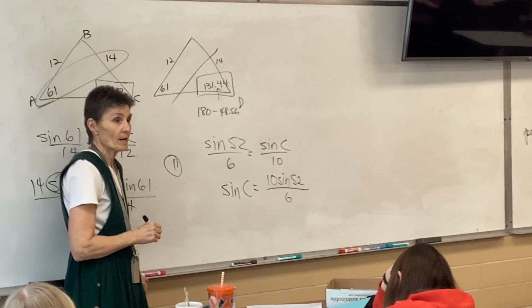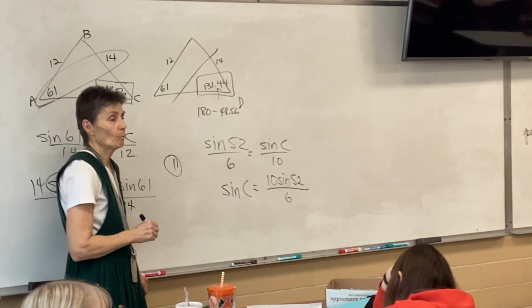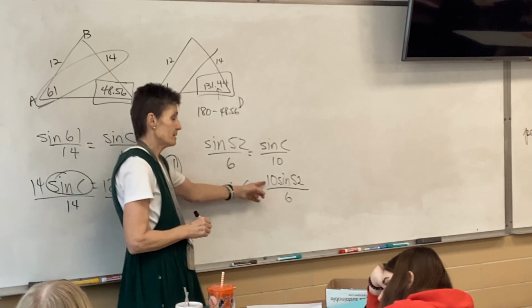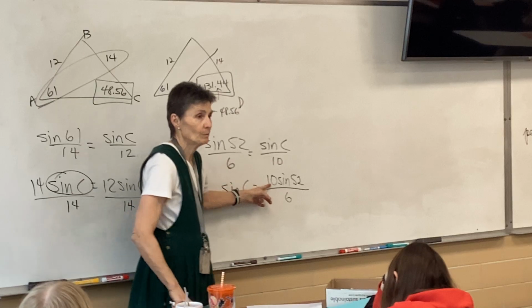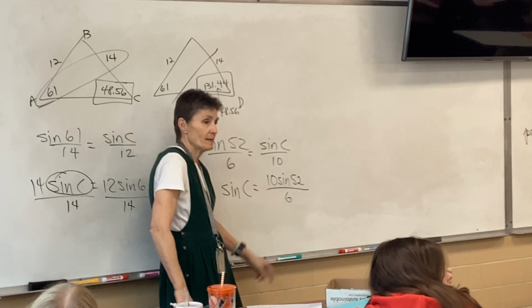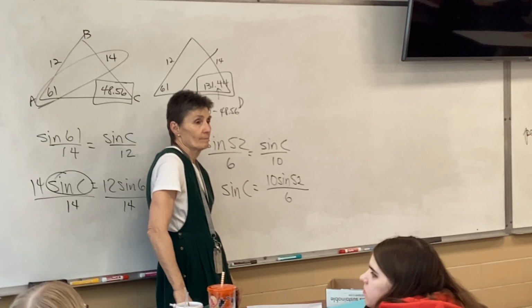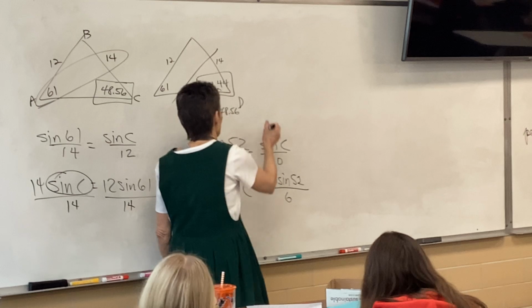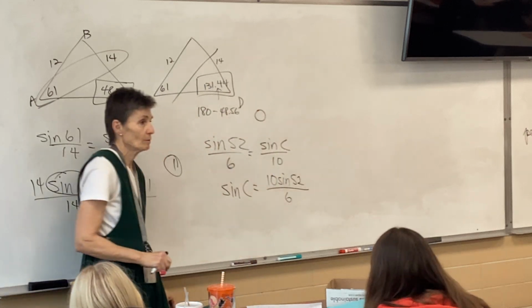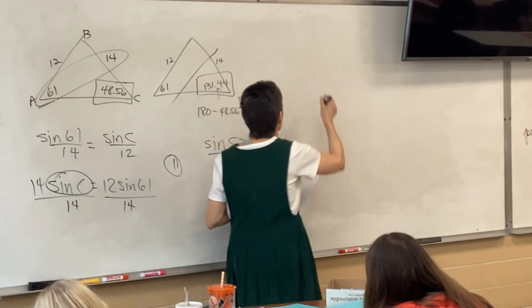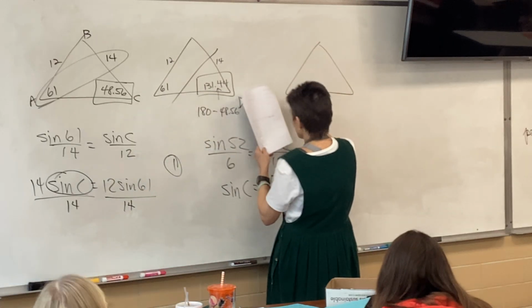All right, Charlie, did you type this in? Nope. Type second sine, 10 sine 52, close parentheses, divided by 6. There, that means there are none, no triangles possible for letter B. All right, one more.